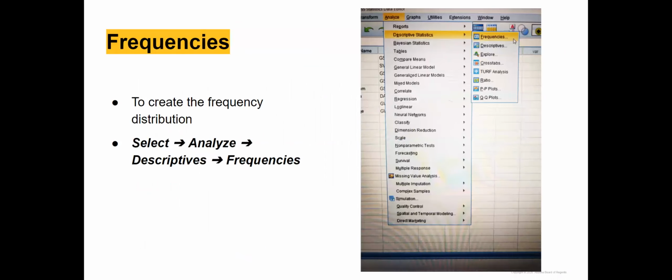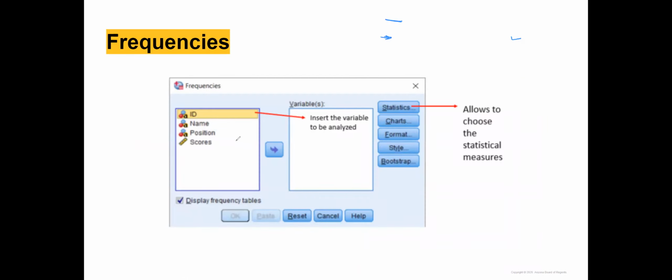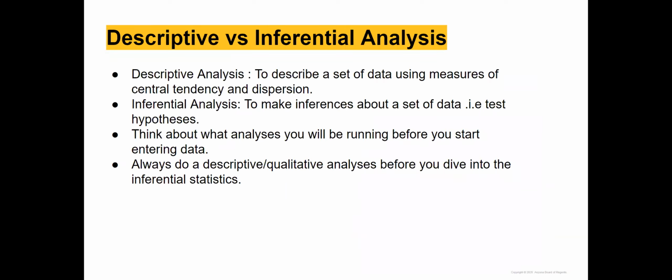So suppose you want to do frequencies. You just go to analyze, you go to descriptive statistics, and you select frequencies. Once you click on frequencies, it will ask you the variables you want to select. You select the variables for which you want to calculate the frequencies. You select ID, name, position, scores. Then under statistics, if you click on this statistics option, it will ask you to select all the different types of descriptive statistics you want, like mean, median, mode, and then you can click on OK.